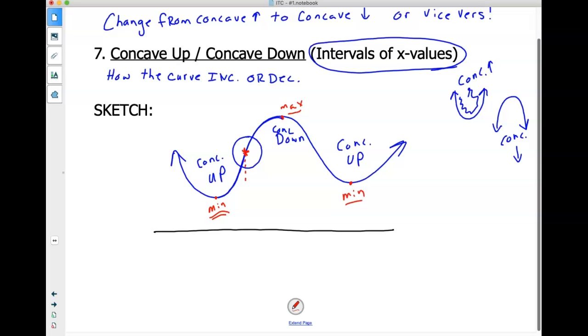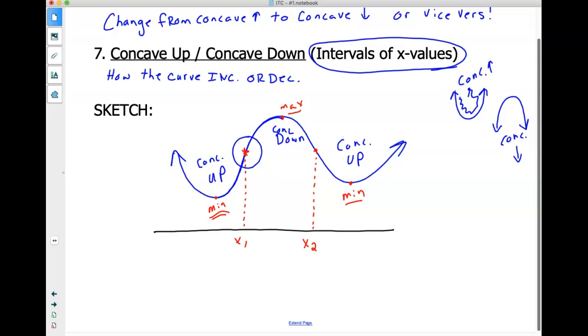It looks like, I'm going to call this one x sub 1 because it's furthest to the left. And it looks like somewhere in this general vicinity, I'm going to have another change, and I'm going to call that little guy x sub 2. Okay? We're not going to be algebraically finding these right now. We're going to be finding all of these with your calculator in a bit.